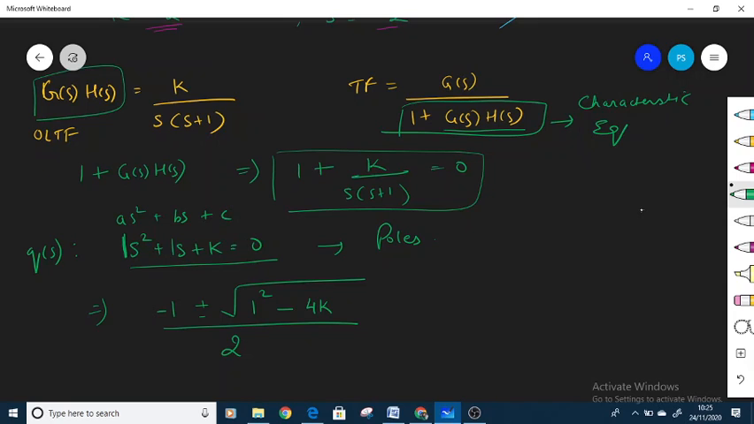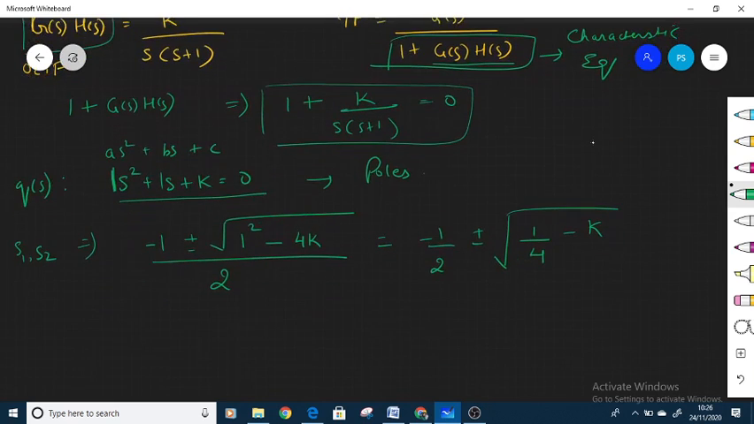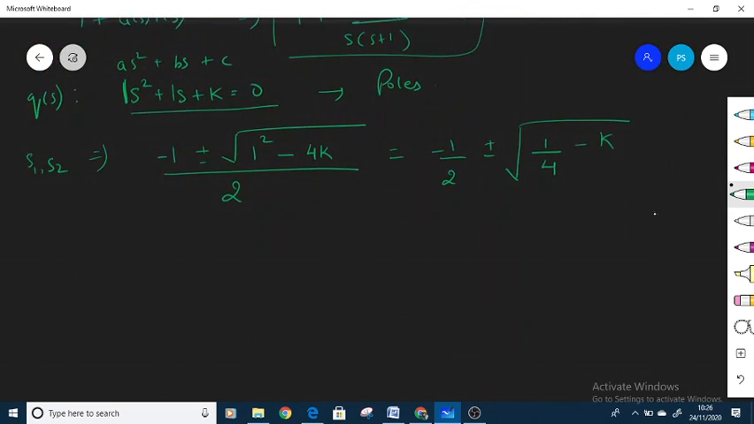If S1 and S2 are the two roots of the system, then S1 and S2 will be minus 1 plus minus under root of 1 square minus 4k, divided by 2. I can also write this as minus 1 by 2 plus minus under root of, taking this 2 inside the root, 1 divided by 4 minus k. I hope you get it, it's simple maths that I've done. So these are the two poles of the system.